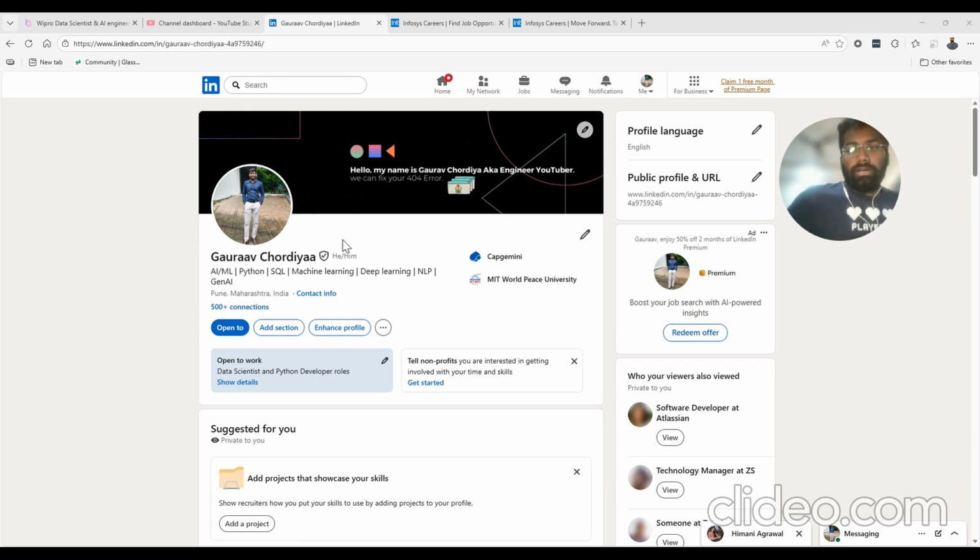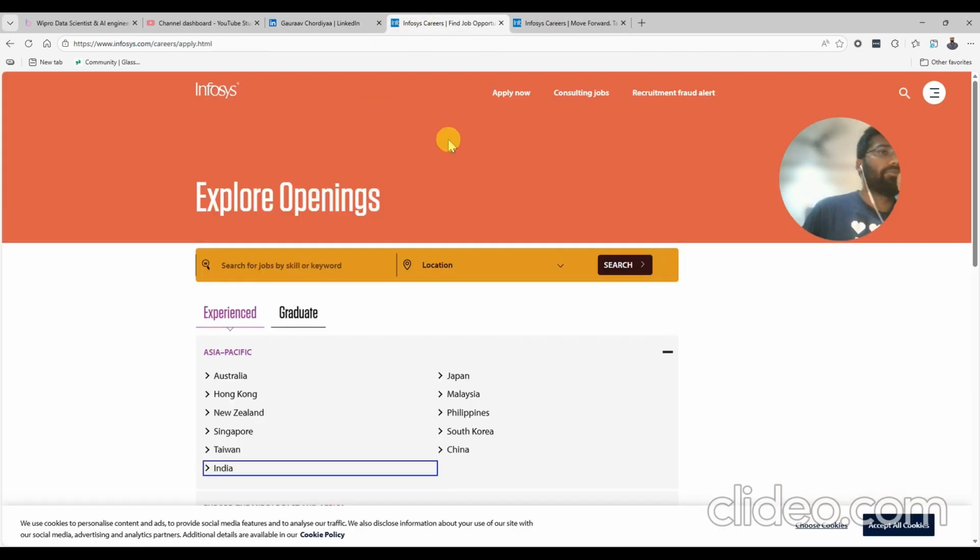Today's interview questions are on Infosys. And first of all, if you are preparing, or if you are currently giving interviews, how can you start digging out where you can give the interview.